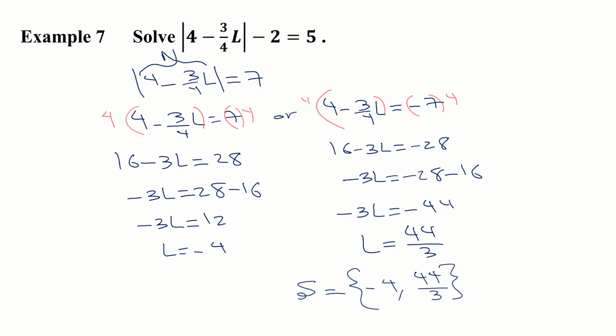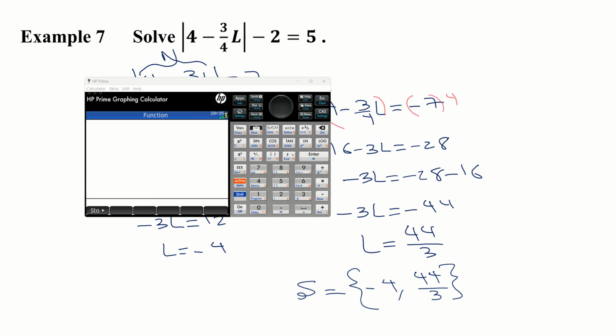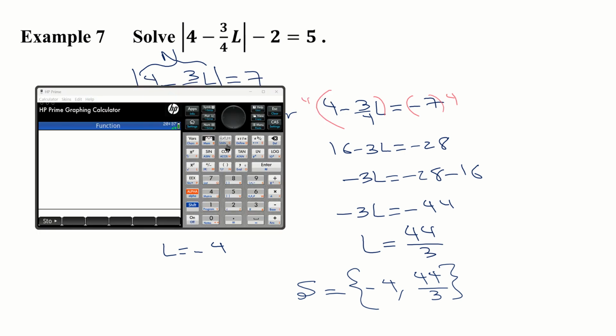Let's see how we could quickly check that on a calculator. All right, so on this particular calculator, HP Prime, we can find the absolute value right here by clicking on this button, and there's the absolute value. So we're going to type it just as we see it. So we have 4 minus 3/4, and we're going to multiply that by, let's try -4 first.